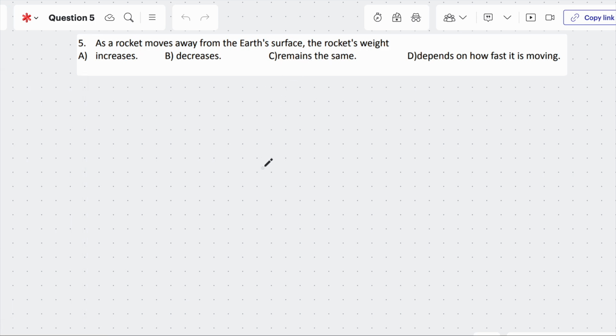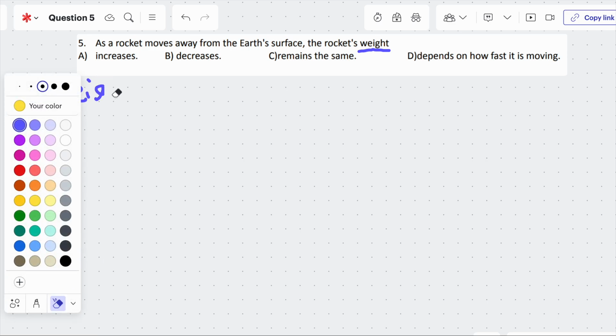All right. So as a rocket moves away from the Earth's surface, the rocket weight does what? Does it increase, decrease, stay the same, or depend on how fast it's moving? So for this problem, we want to focus on what weight is. Actually, hold on. I'm just gonna type this out. I can't keep writing like this.